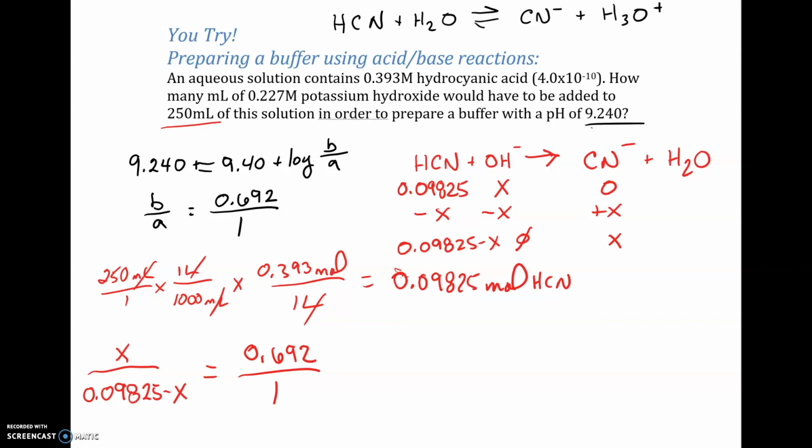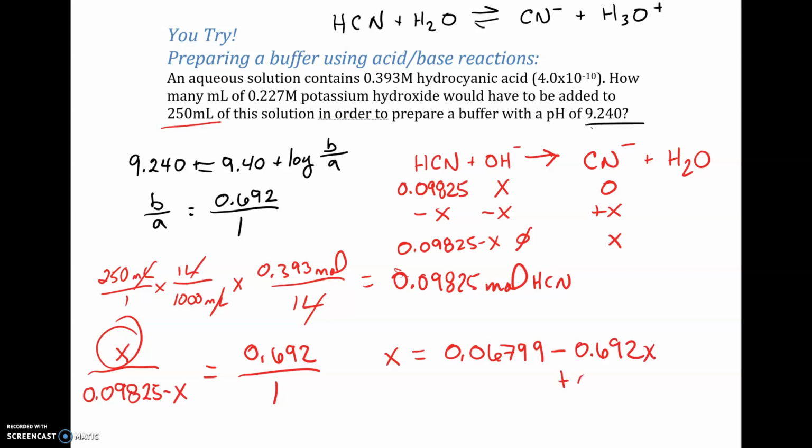This is probably the only time that we're going to use cross multiplication here. So we're going to multiply both sides by the 0.09825 minus X. So we'll distribute that over here. And what we're going to end up with is X, and that's this X right here, is equal to, so I go 0.692 times 0.09825, and I get 0.0679 minus 0.692X.